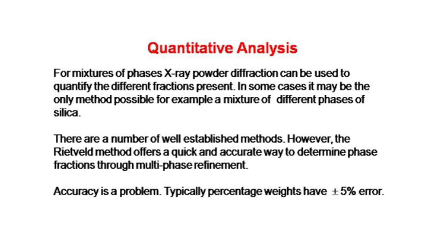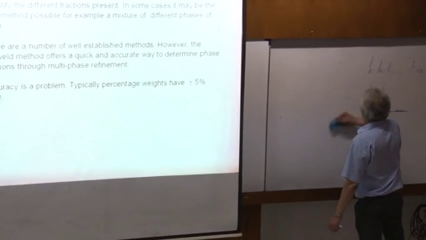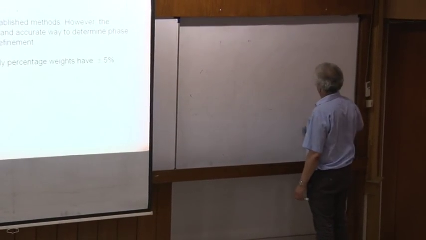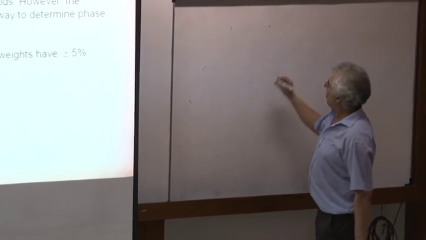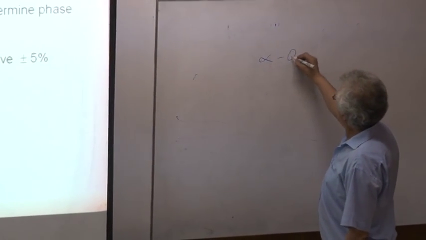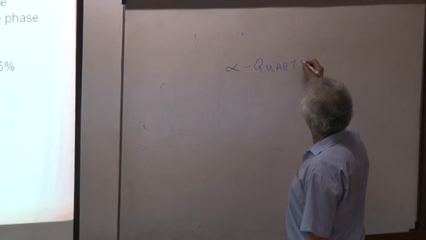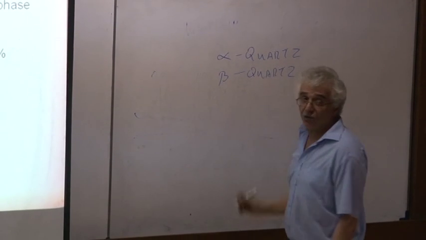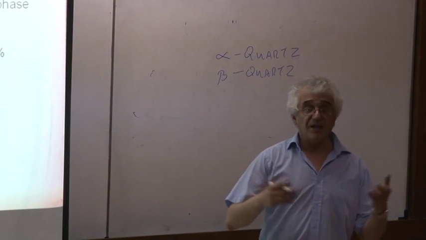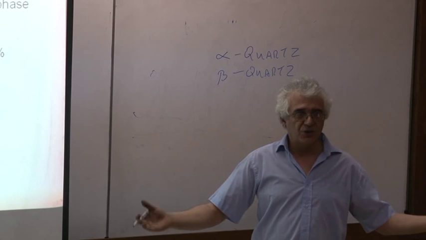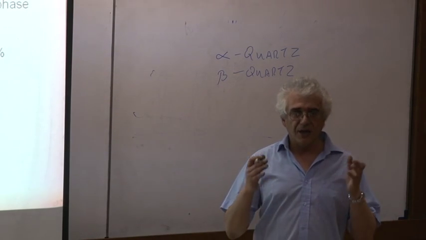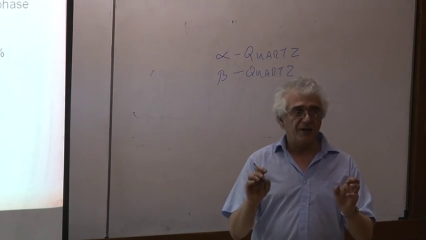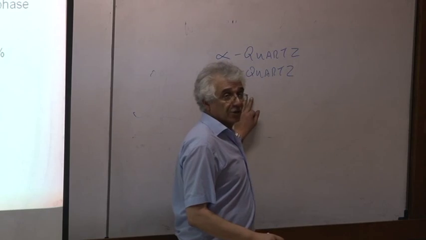So, for example, if I was to try and look at a mixture of alpha quartz and beta quartz, this would be the only way. They're both SiO2. I can't use chemical analysis. They're just crystallographic polymorphs of the same compound. So the only way I can do this is really by powder diffraction.